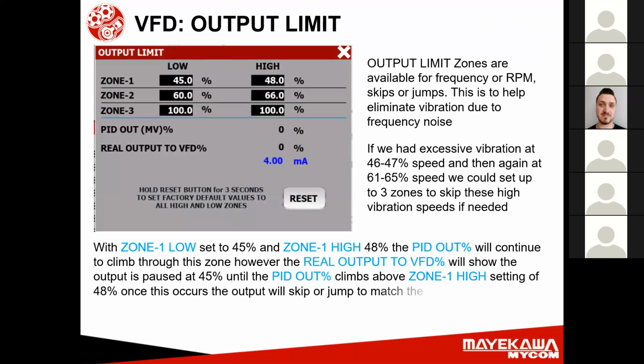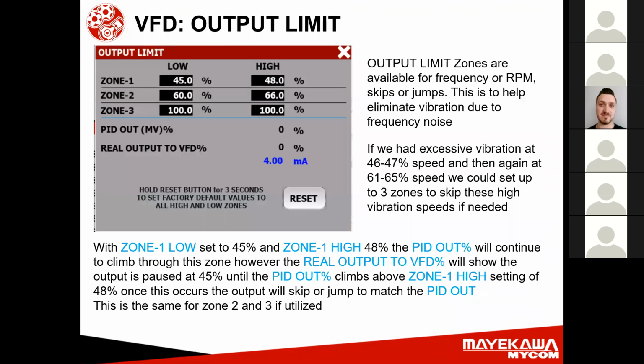With zone 1 low set to 45% and zone 1 high 48%, the PID out percent will continue to climb through this zone. However, the real output to VFD percent will show the output is paused at 45% until the PID percent climbs above zone 1 high setting of 48%. Once this occurs, the output will skip or jump to match the PID out. This is the same operation for zone 2 and zone 3 if utilized.